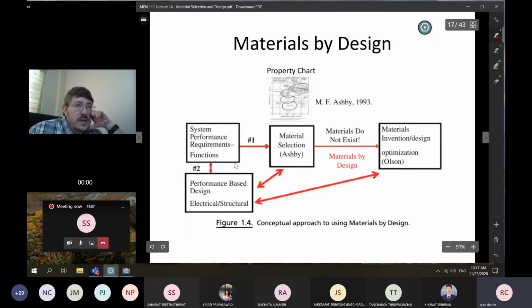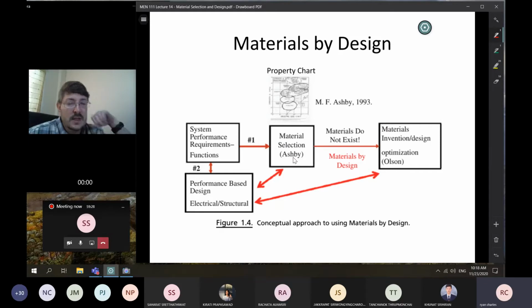So, same idea. System performance requirements and functions. What is it supposed to do? What you'd normally do is go through material selection, and this is the Ashby approach. So we want to build a water bottle or a phone or body armor, in the case of the Army.